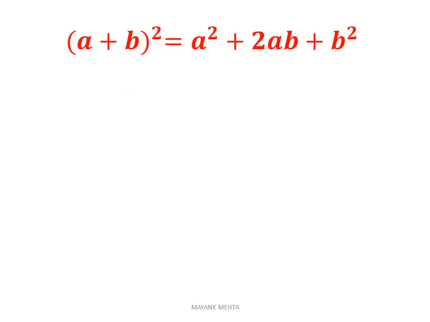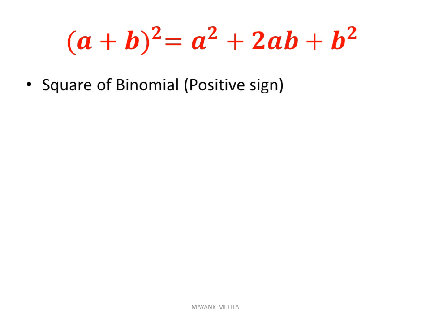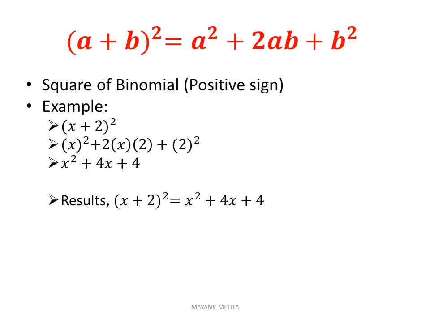First we will take the identity (a+b)². This is the square of any binomial. If a binomial is given and you need to square it, what steps will you follow? First, you need to square the first term. Then if there is a positive sign between the two terms in the binomial, the middle term will be positive, and the middle term is 2 into a into b, that means 2 into first term into second term. And last, the square of the second term.